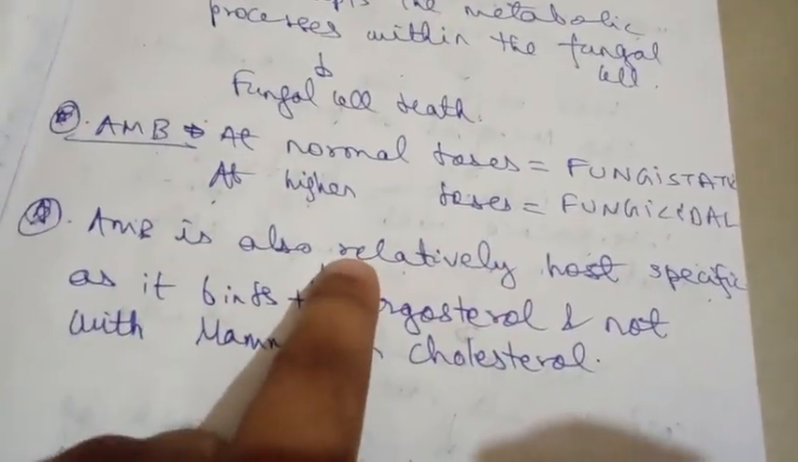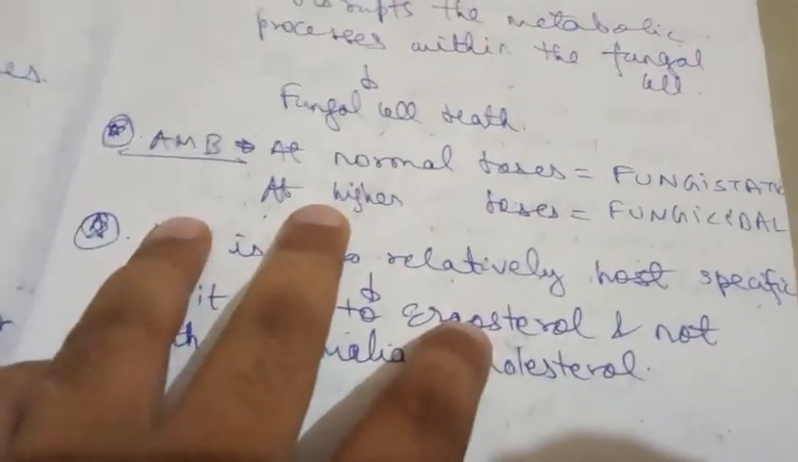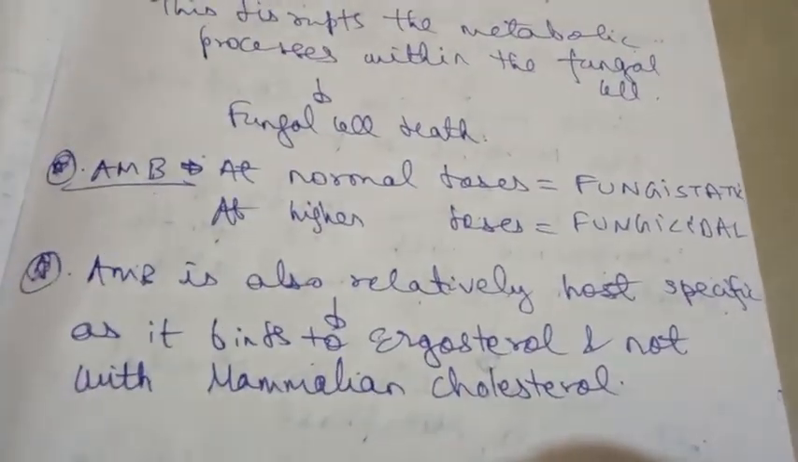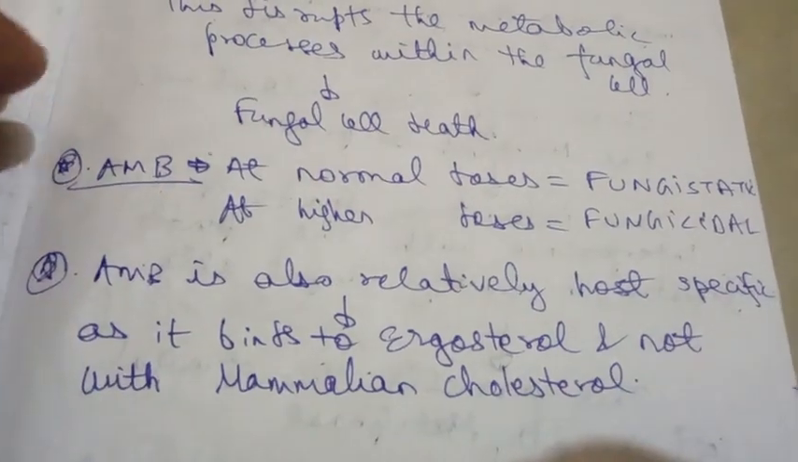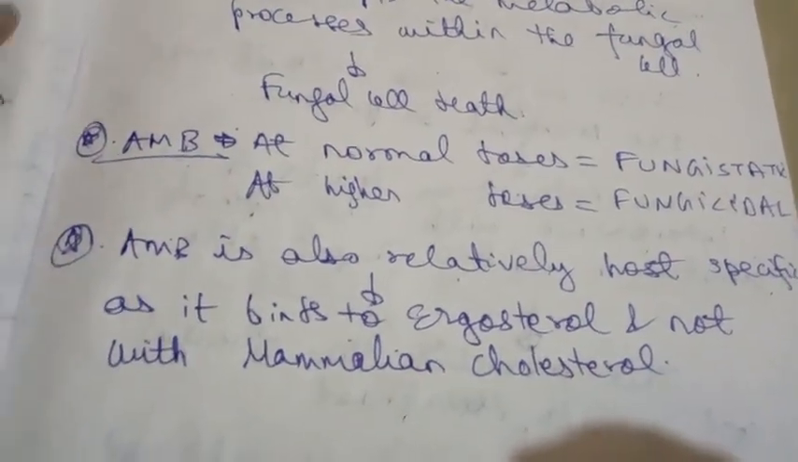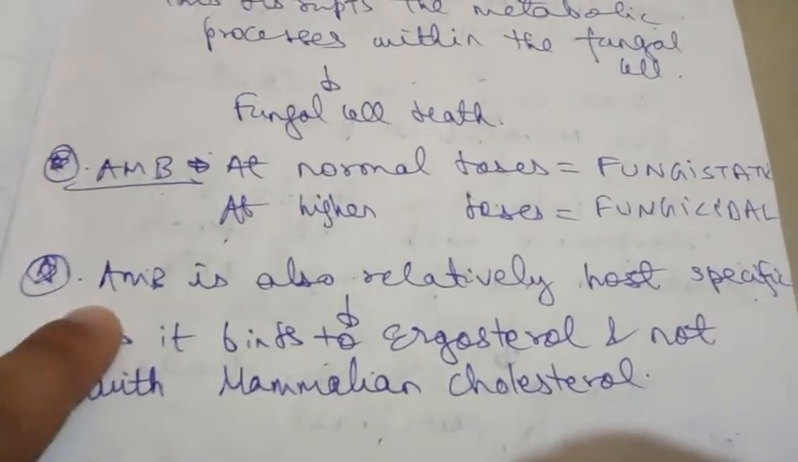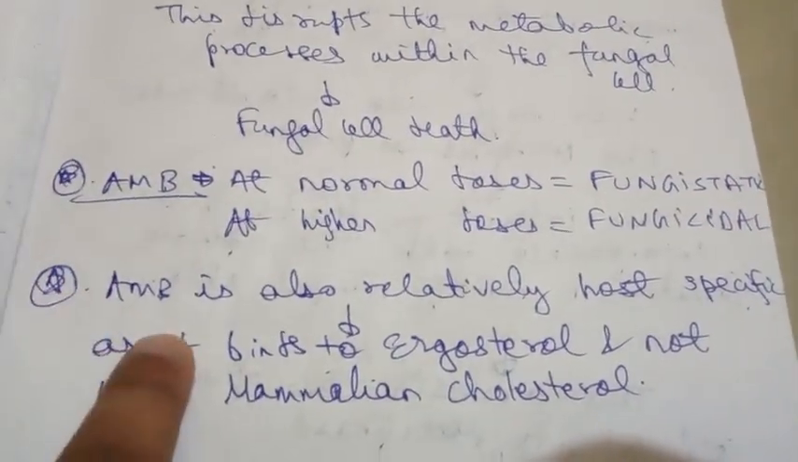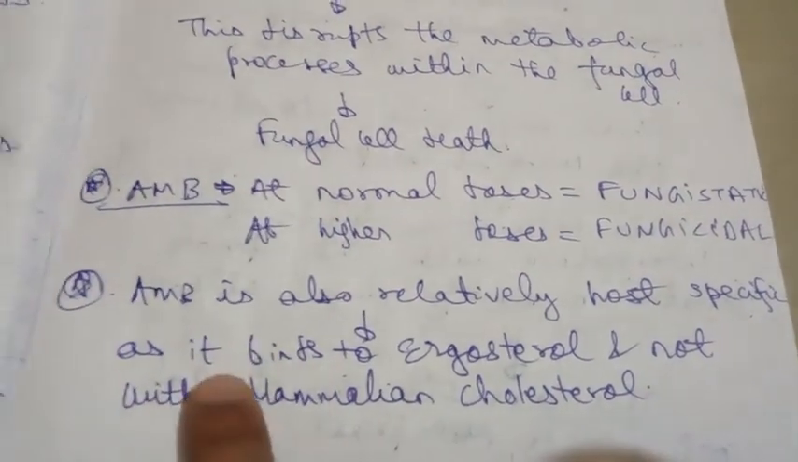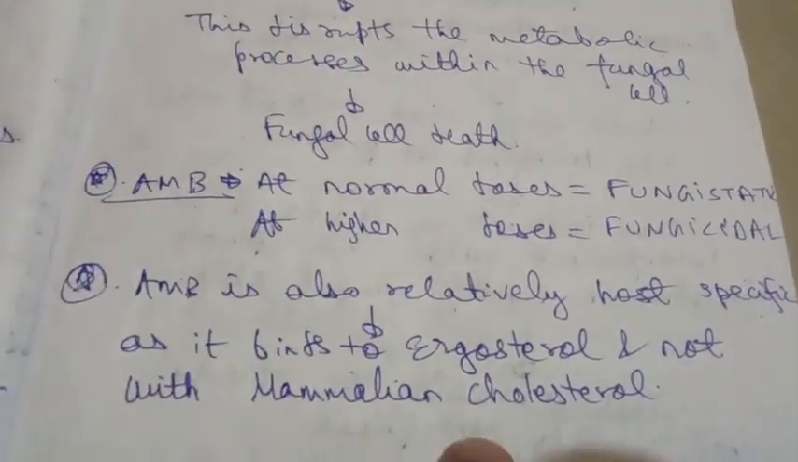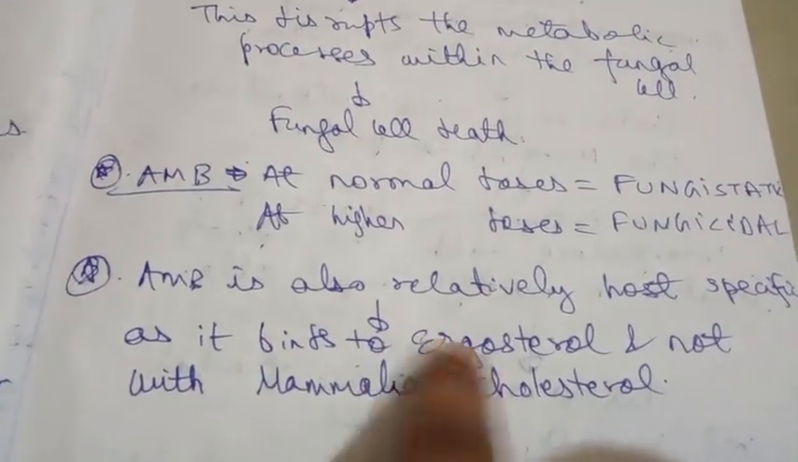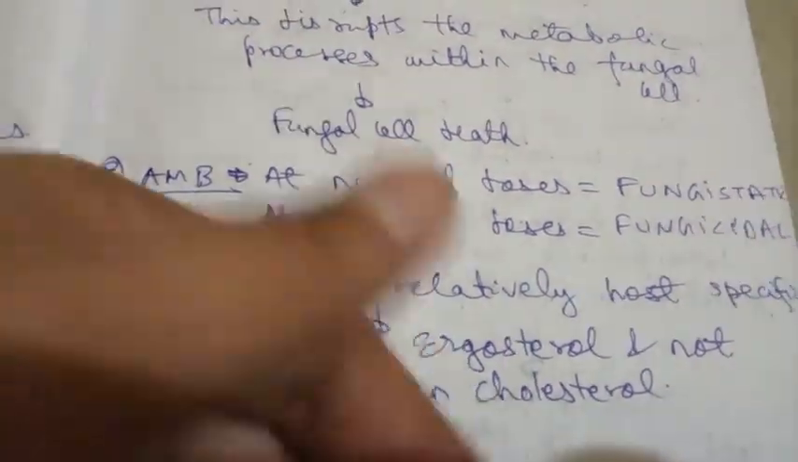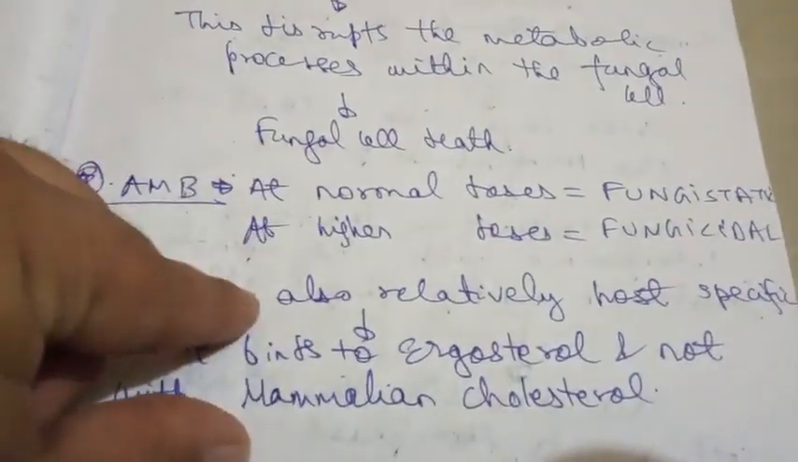Now, one point which you need to remember here is that the degree of specific toxicity which is shown by antibiotics is not shown to that degree by antifungal drugs. So we'll talk about AMB, that is amphotericin B. It is relatively host specific because it binds to ergosterol and not to mammalian, that is animal cell, cholesterol. But it may bind to cholesterol, and that is why it may harm the host cell as well. So that is what this point is trying to say.